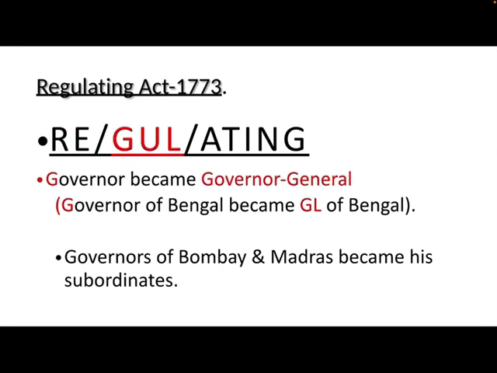GUL, governor became, and see this G and L, governor became Governor General. That is, Governor of Bengal became Governor General of Bengal. And as he became the Governor General of Bengal, the governors of Bombay and Madras became his subordinates.